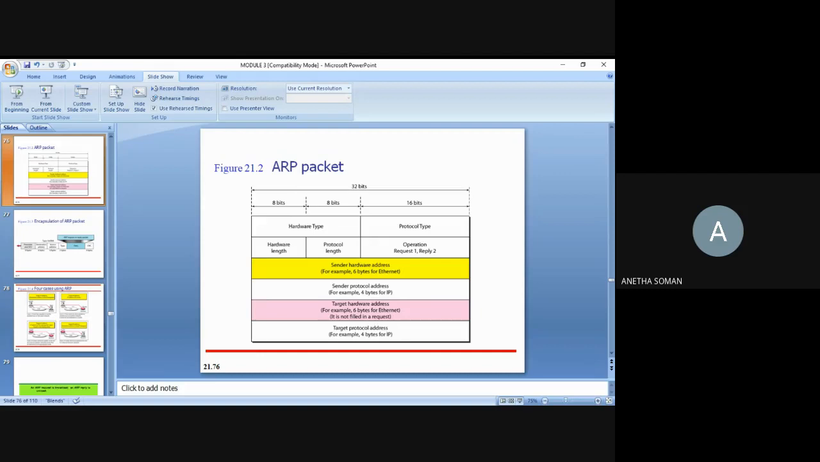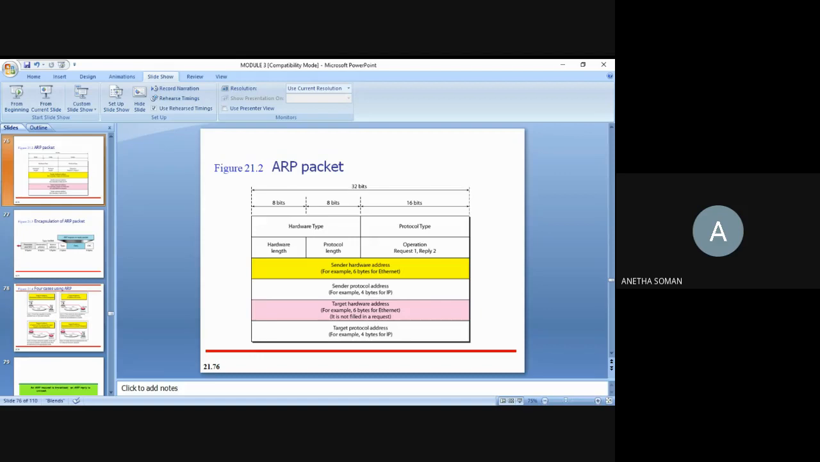Now you have the sender hardware address. The sender hardware address is variable length. It defines the physical address of the sender. Now you have the sender protocol address. Protocol address is the IP address of the sender. Then you have the target hardware address, which defines the physical address of the target, and the target protocol address, which defines the logical address of the target.